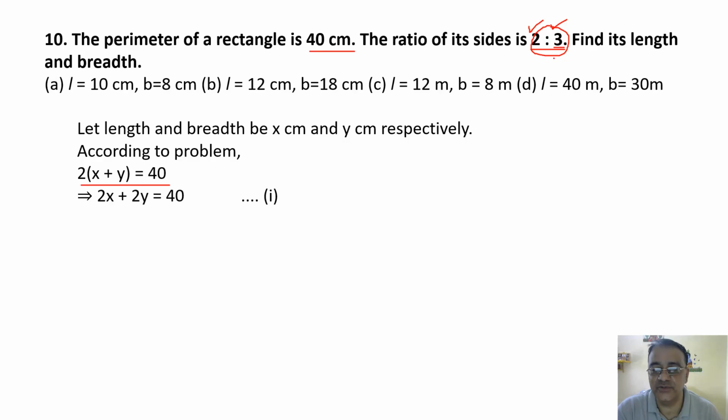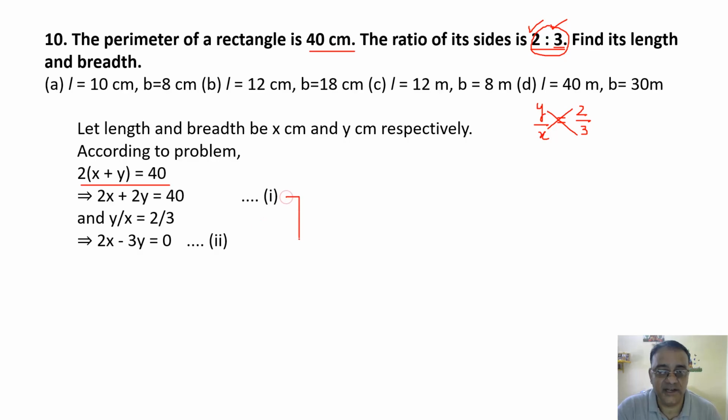This will become y by x. Y by x is equals to 2 by 3. Whether this is clear? If you cross multiply, you will get 2x is equals to 3y. That is 2x minus 3y is equals to 0.